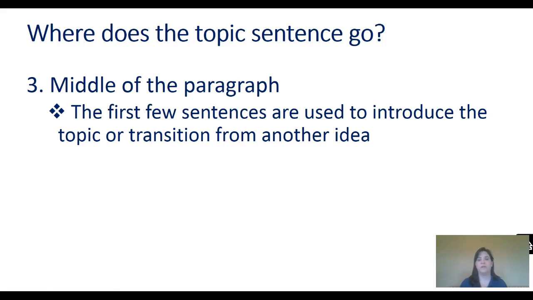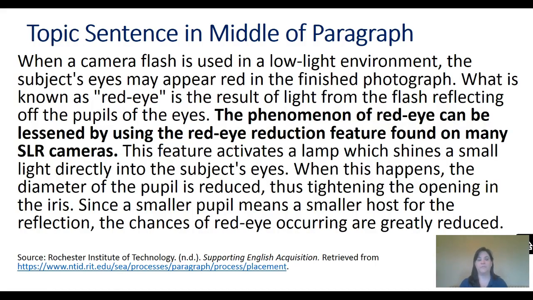So let's look at an example of a paragraph with a topic sentence in the middle. When a camera flash is used in a low-light environment, the subject's eyes may appear red in the finished photograph. What is known as red eye is the result of light from the flash reflecting off the pupils of the eyes. The phenomenon of red eye can be lessened by using the red eye reduction feature found on many SLR cameras. This feature activates a lamp which shines a small light directly into the subject's eyes. When this happens, the diameter of the pupil is reduced, thus tightening the opening of the iris. Since a smaller pupil means a smaller host for the reflection, the chances of red eye occurring are greatly reduced.